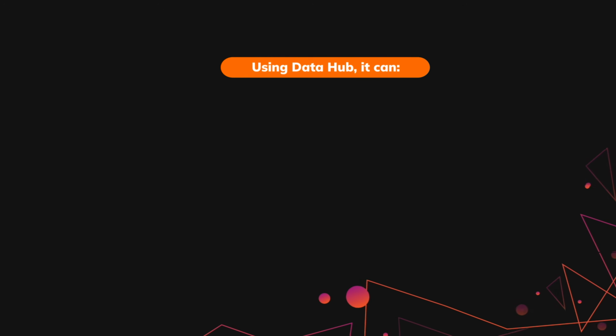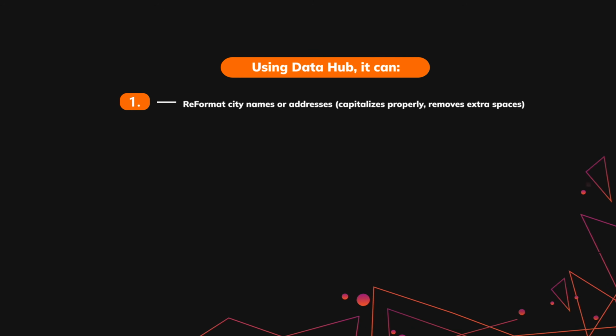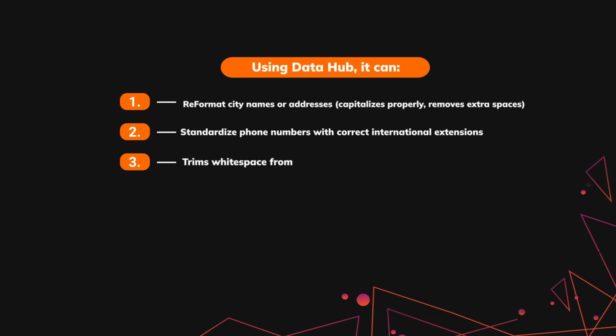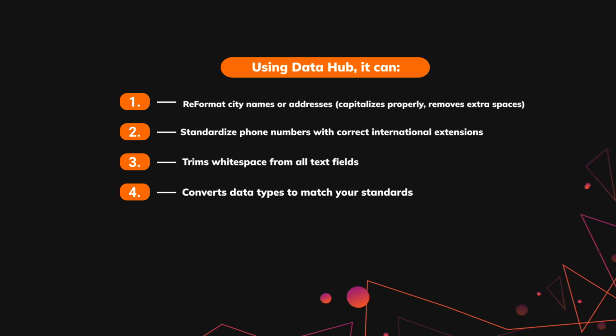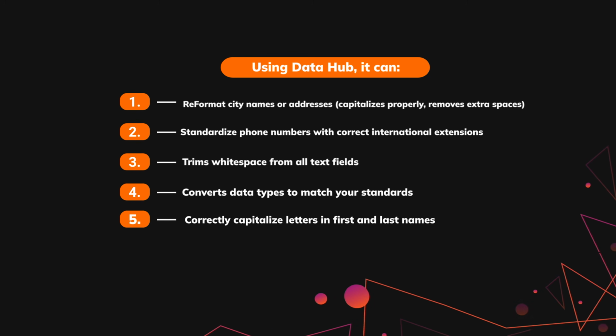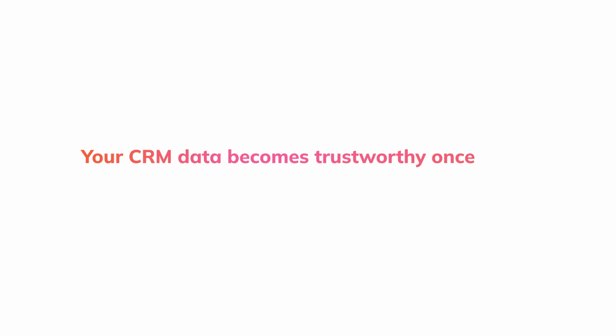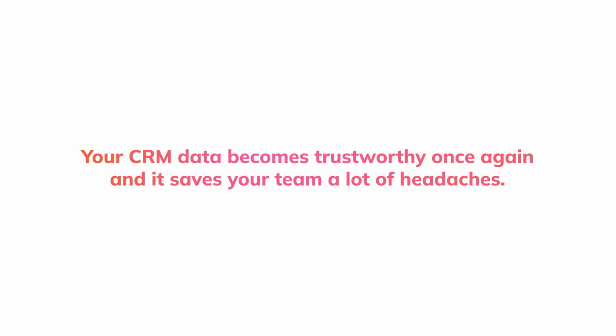So to fix this, have a workflow trigger every time someone enters data into key fields. Using Data Hub, it can reformat city names or addresses, like capitalizing properly, removing extra spaces. It standardizes phone numbers with correct international extensions. It trims down white space from all text fields. It converts data types to match your standards and correctly capitalizes letters in first and last names. So clean data equals reliable decisions. With this, your CRM becomes trustworthy once again, and it saves your team a lot of headaches.